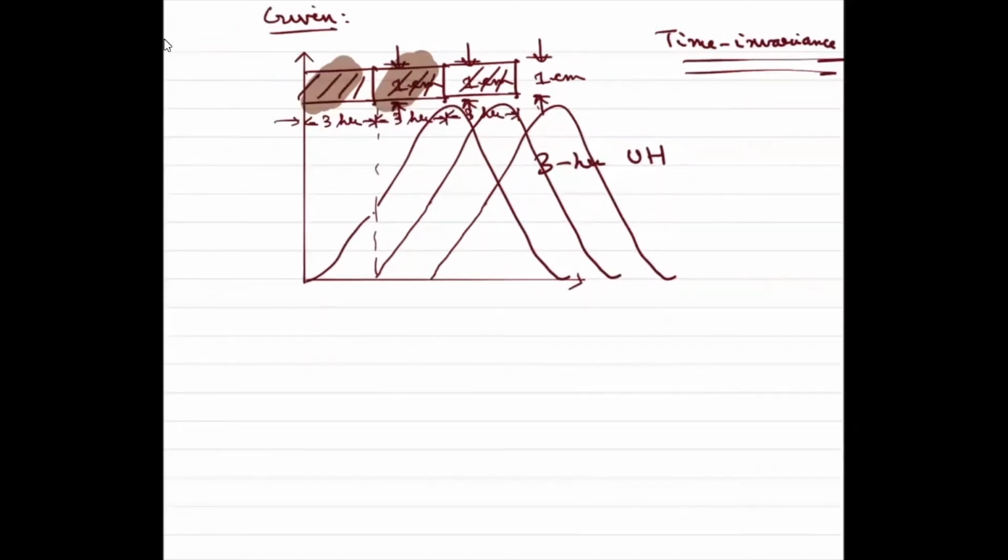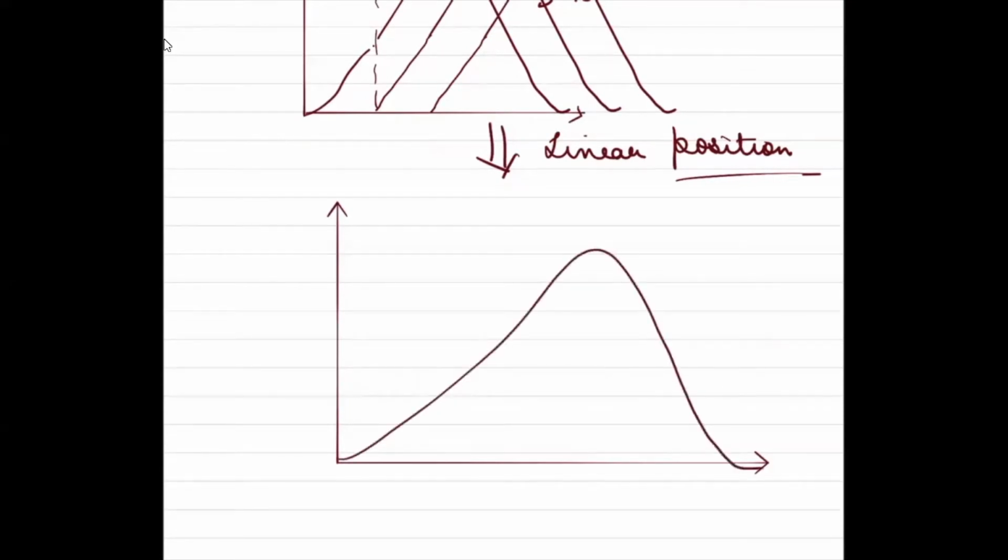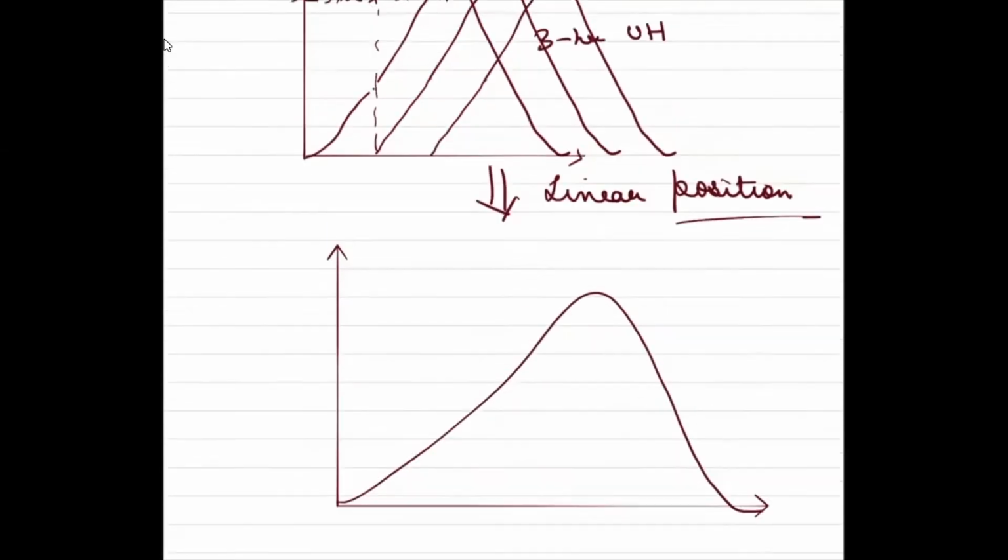Now we have applied the first assumption. Now we will apply the principle of linear superposition. That means if we have 3 hydrographs, we can always add them linearly. There was a second assumption that we made. Remember the 2 assumptions. So we will add them and we will get a new hydrograph just by adding all these ordinates.